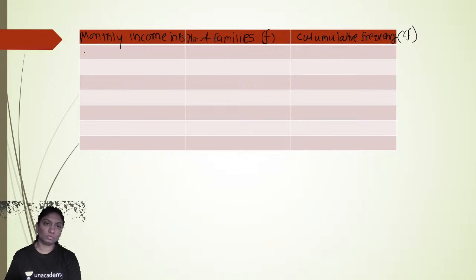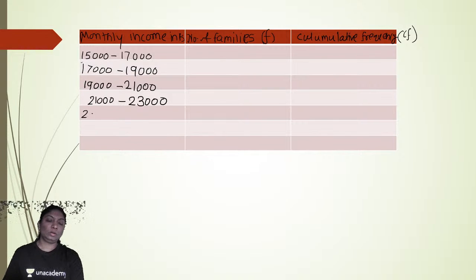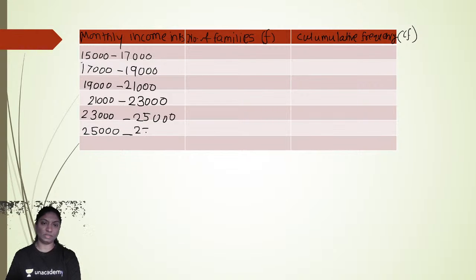Okay. 15,000 to 17,000, 17,000 to 19,000, 19,000 to 21,000, 21,000 to 23,000, 23,000 to 25,000, and 25,000 to 27,000. Okay.